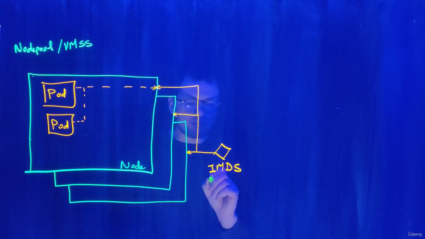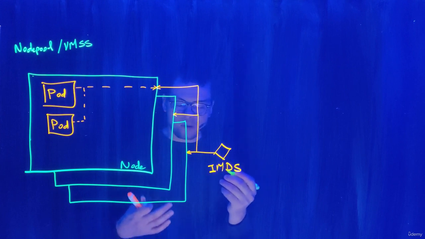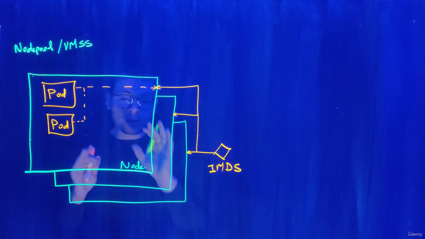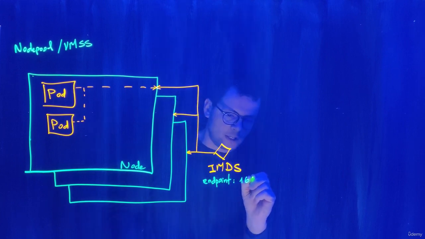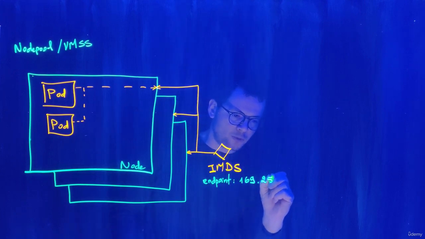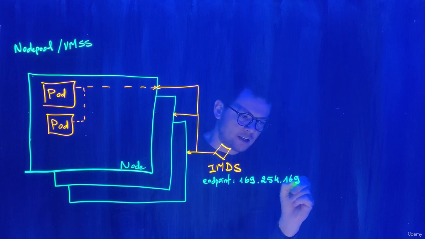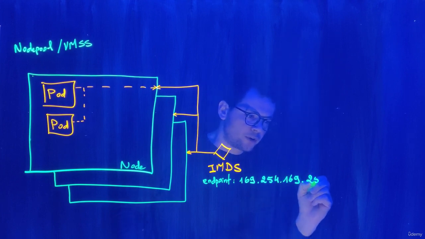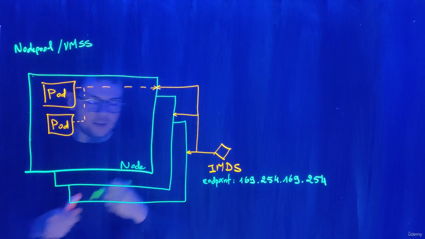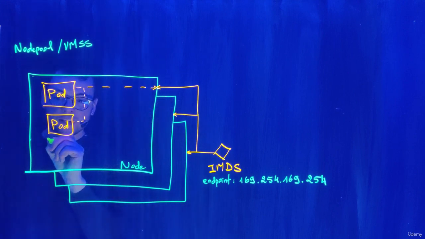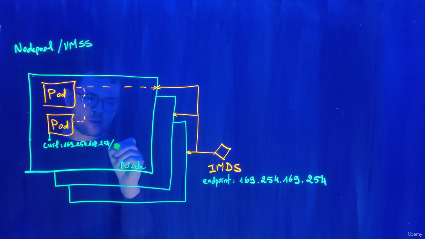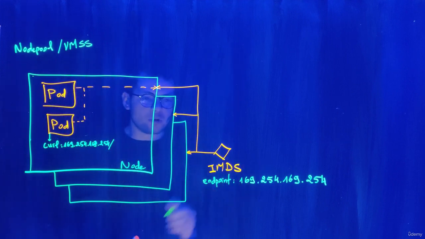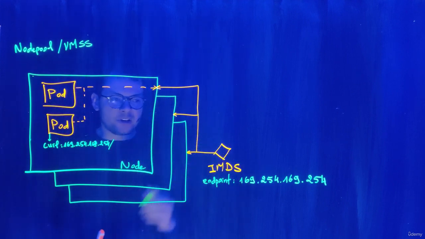This instance metadata will be accessible through an endpoint that is accessible only to these virtual machines. And that endpoint is this one, 169.254.169.254. So this means these pods here can connect to that endpoint. Just by using a simple curl command, I can connect to that address, and then I can query some of the APIs available there to get the same metadata available here.